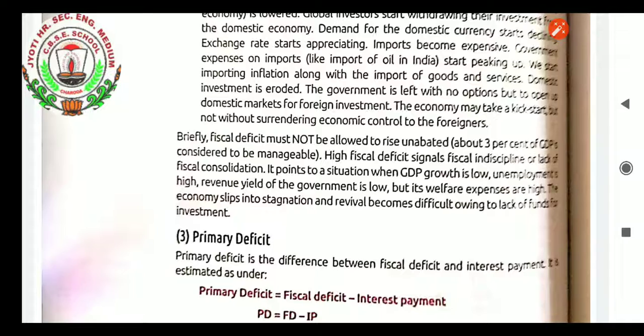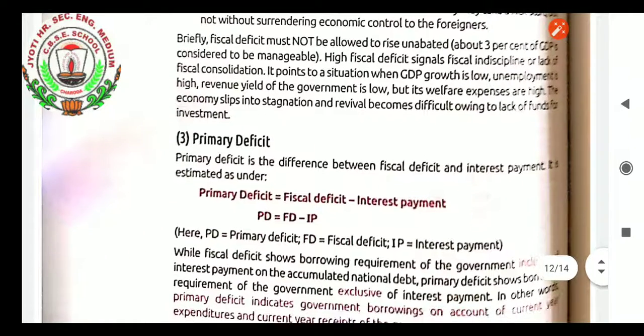High fiscal deficit signals a lack of fiscal discipline or lack of fiscal consolidation. It points to a situation when GDP growth is low, unemployment is high, and the revenue yield of the government is low, but its welfare expenses are high. The economy slips into stagnation and revival becomes difficult owing to lack of funds for investment.